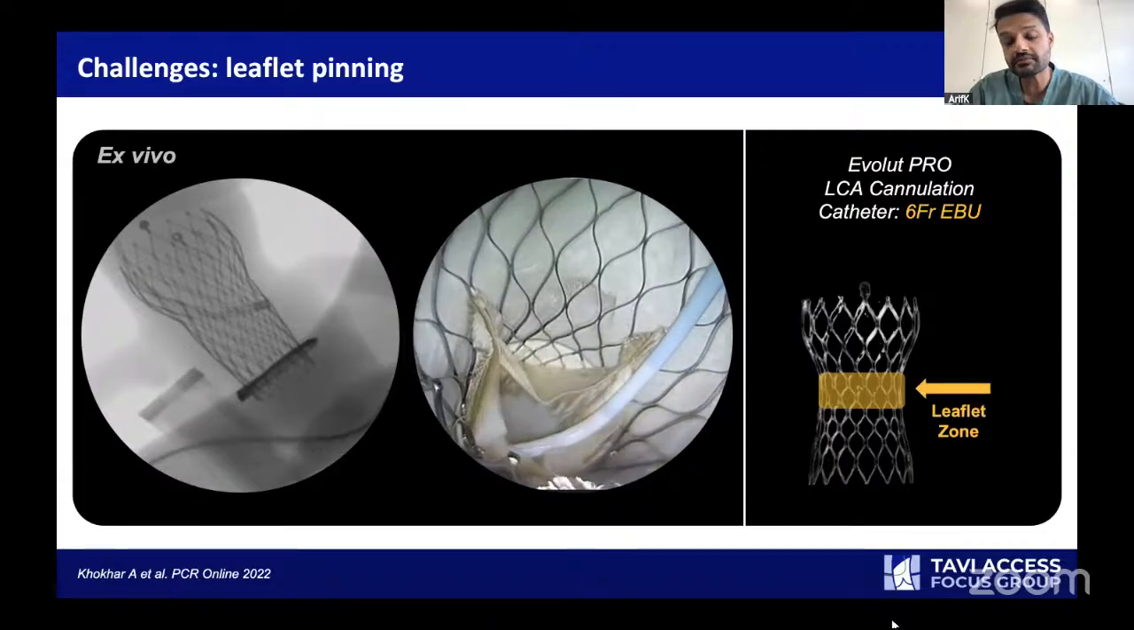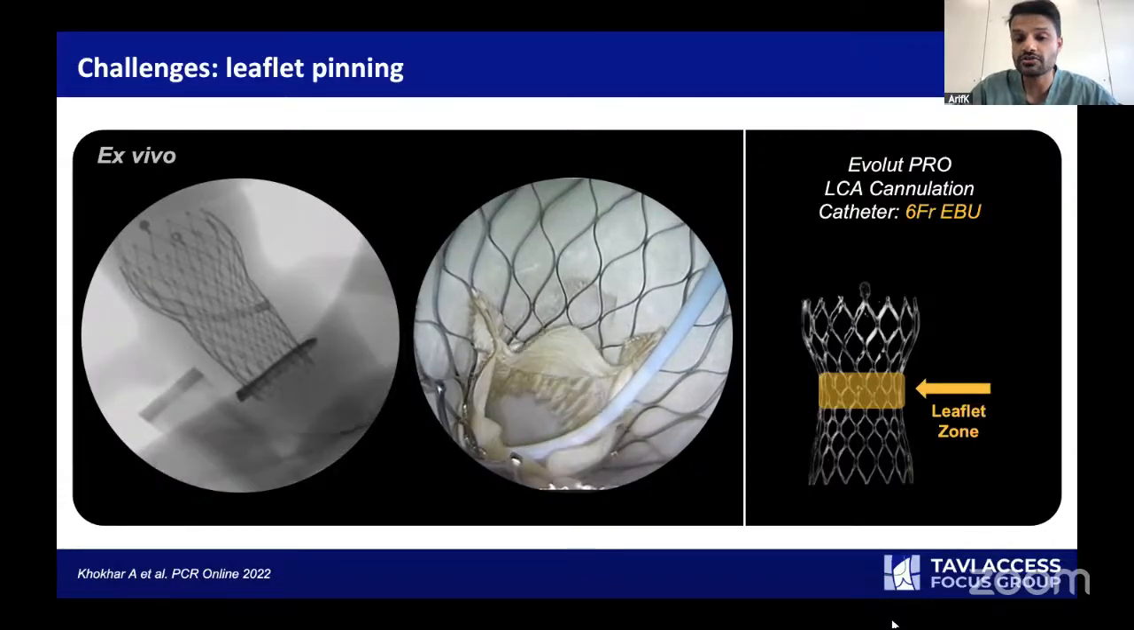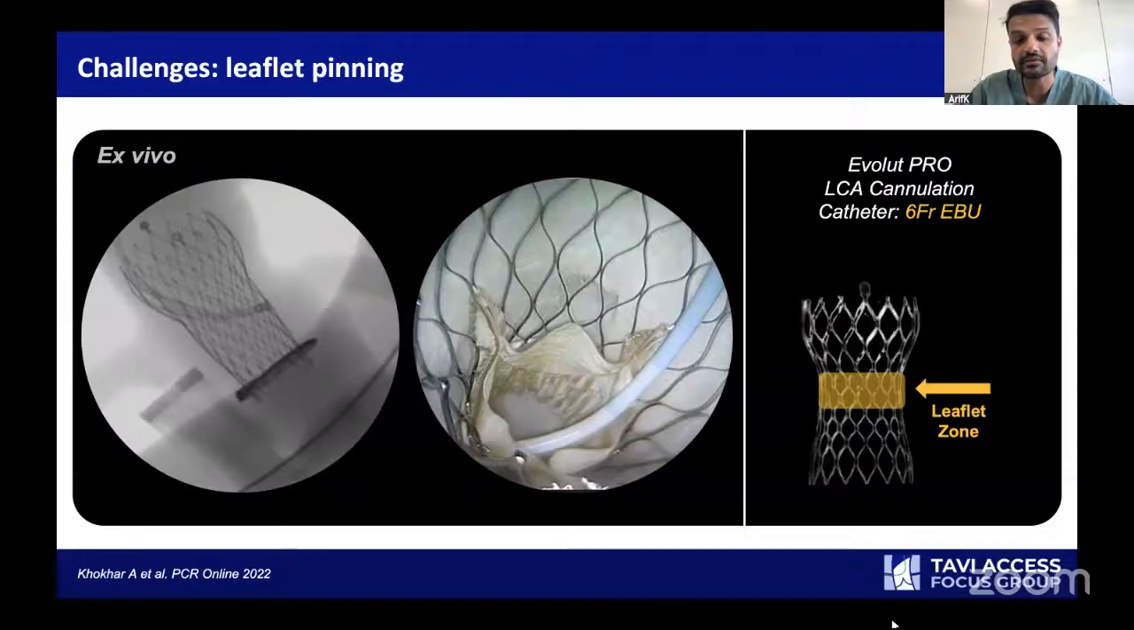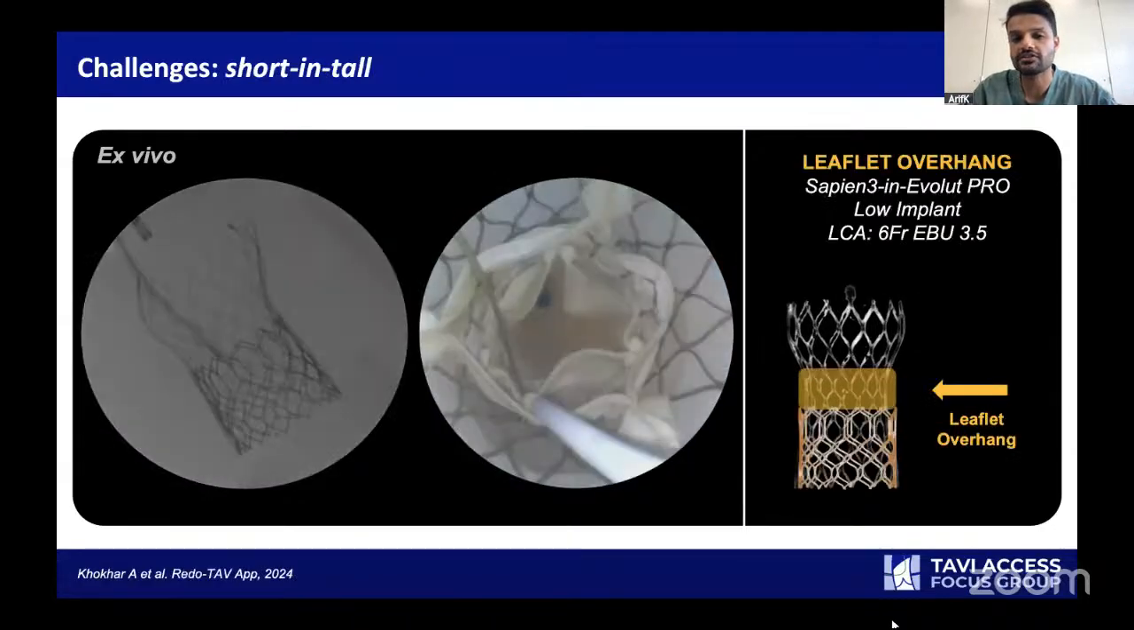Now, this is actually something that's happened to me twice, where one case was a left main PCI with an Evolut, using just an EBU, and I tried to push the EBU down to get a bit more support, and then suddenly the pressure crashed. You basically pinned open the leaflets and gave yourself severe AR. So it's having this awareness of what you don't see and what catheter you're using.